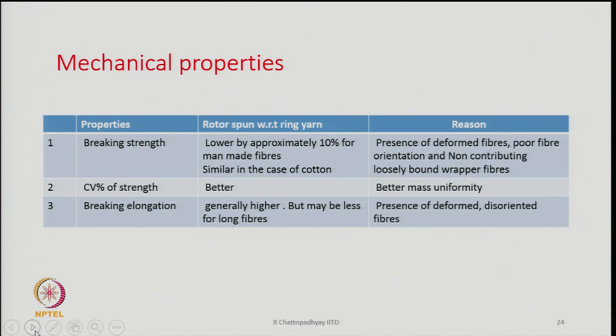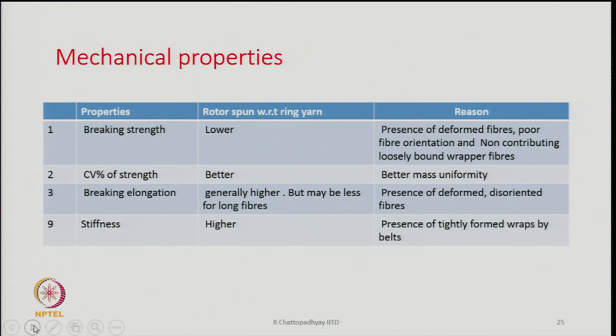Breaking elongation is generally higher. Why? Because of deformed and disoriented fibers. So, when you stretch, these fibers try to unbend first, and hence the breaking elongation of these yarns is generally more, but maybe less for long fibers also. This also has been seen: if the fibers are too long, then the breaking elongation of the rotor spun yarn may be a little less than the equivalent ring spun yarn.